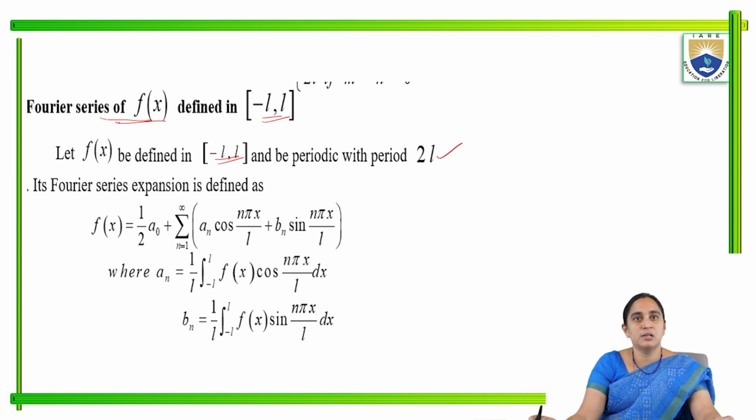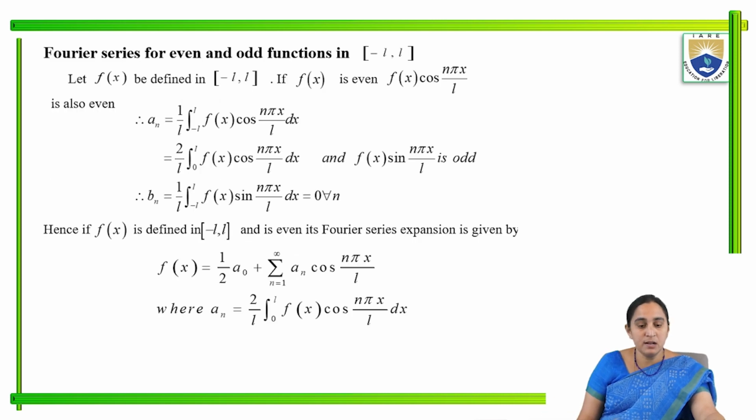For that, the series expansion is f of x equals a naught by 2 plus sigma n equals 1 to infinity of a n cos n pi x by l plus b n sin n pi x by l. Here a n equals 1 by l integral from minus l to l of f of x cos n pi x by l dx, and b n equals 1 by l integral from minus l to l of f of x sin n pi x by l dx.